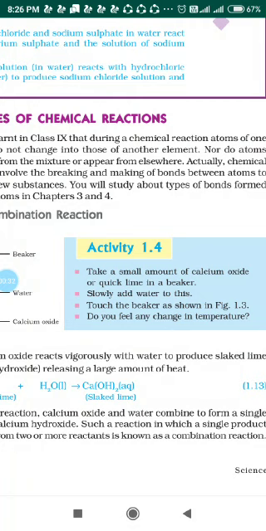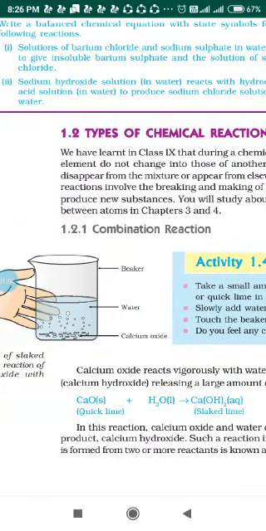On the basis of the ways by which substances combine and react with one another to produce products, chemical reactions are of the following types. First, combination reaction. First, I am going to tell about the combination reaction.